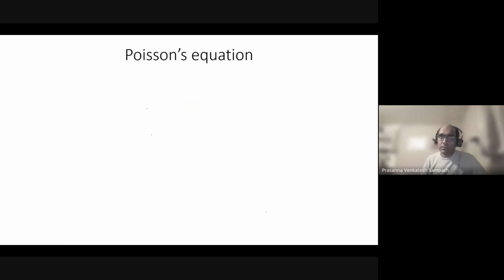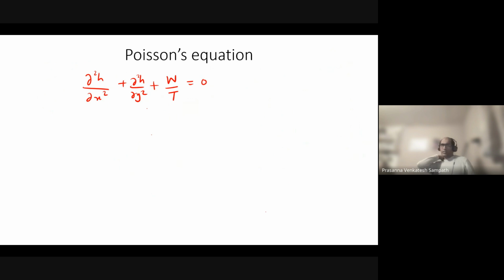Now the next thing that we're going to do is move on to the Poisson's equation. I'll not get into all the details of what Poisson's equation is and the historical background of it. I'll just write the equation out, and then you know how to solve it. So it's dou square h by dou x square plus dou square h by dou y square plus some W by T equal to 0. Right? So now this is the Poisson's equation. It's a variation of the Laplace equation. You just got one additional term included in this.